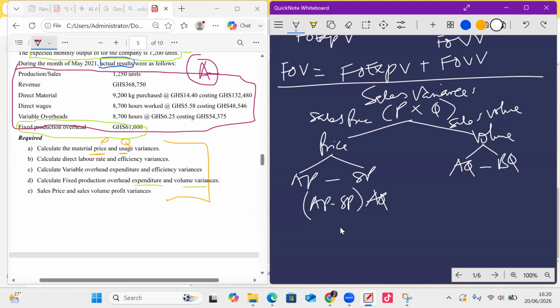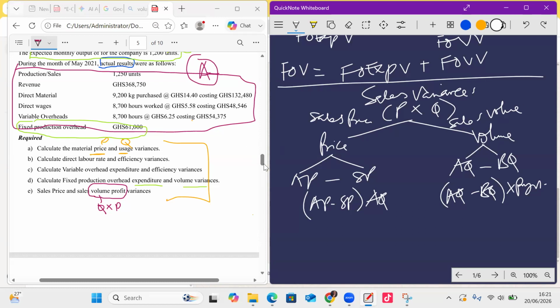Then when it comes to the volume, we will say actual volume minus budgeted volume, all multiplied by, look at the name. The name says what? Sales volume profits. So the volume, which is the units, should be multiplied by the profits. Are we good? Okay.